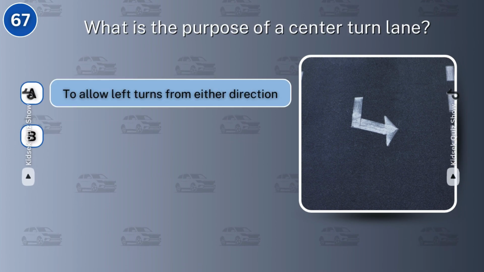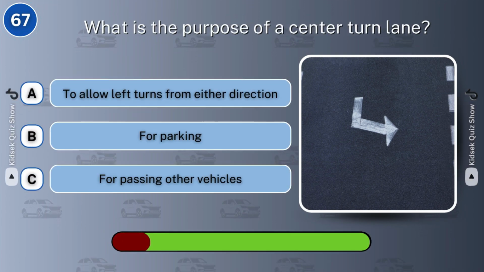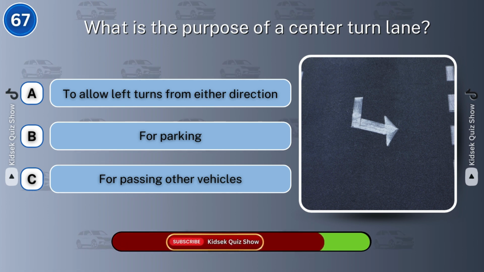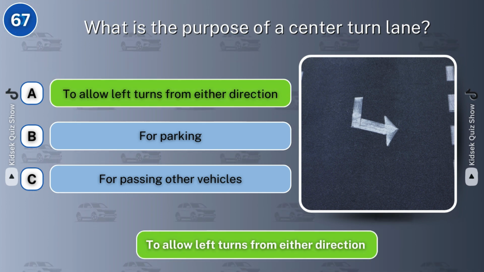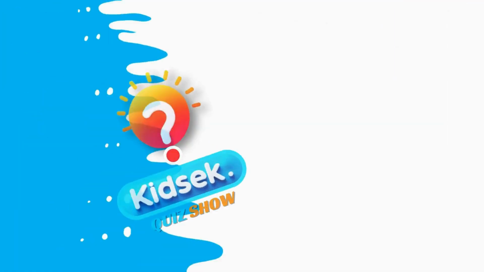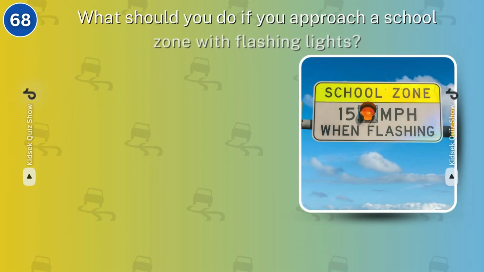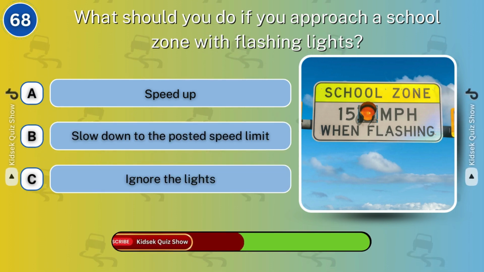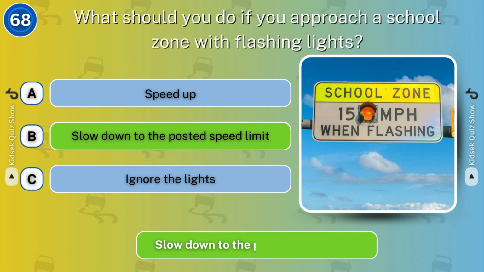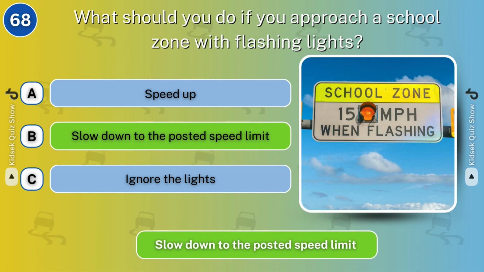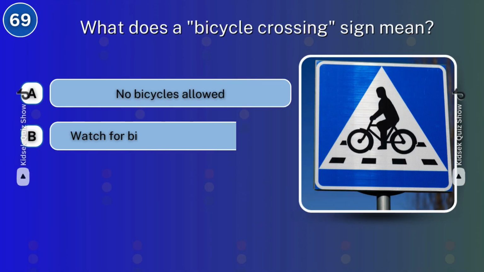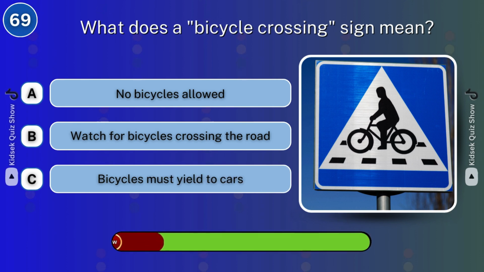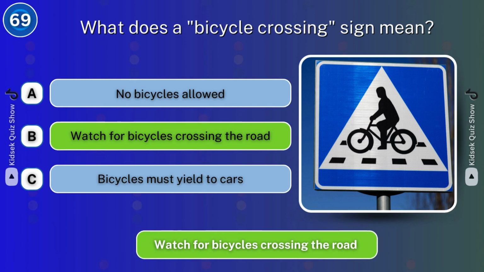What is the purpose of a center turn lane? It's meant to allow left turns from either direction. What should you do if you approach a school zone with flashing lights? You should slow down to the posted speed limit. What does a bicycle crossing sign mean? Watch for bicycles crossing the road.